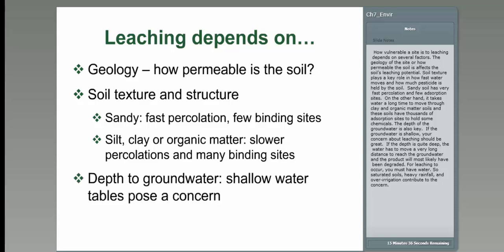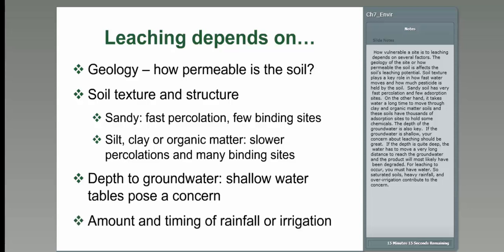The depth of the groundwater is also key. If the groundwater is shallow, your concern about leaching should be great. If the depth is quite deep, the water has to move a very long distance to reach the groundwater, and the product will most likely have been degraded. For leaching to occur, you must have water. So saturated soils, heavy rainfall, and over-irrigation contributes to the concern.